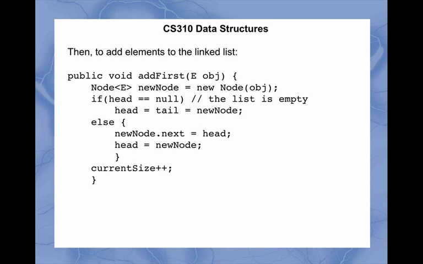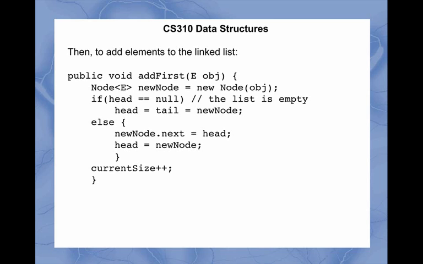Anytime you're inserting data into a linked list, the first thing you must do is create a new node. So we have node new node equals new node, and we pass in the object parameter. Now that a node is created, it must be inserted into the list. Access to the list is granted by the head and tail pointers. That's the only way into the list, by using either the head or the tail pointer. So first we check to see if the head is null. If the head is null, that means the list is empty.